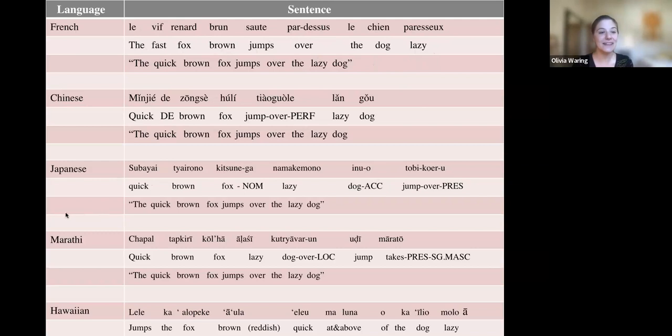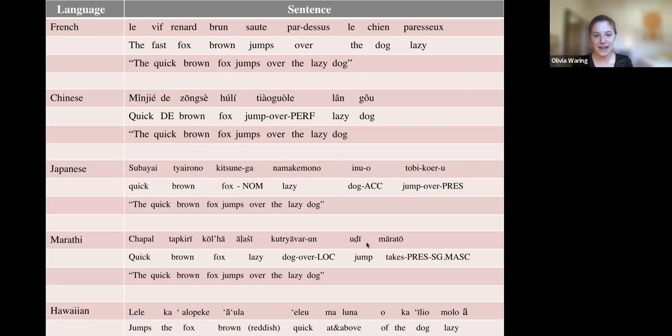But if we move down to something like Japanese, for example, we're going to find our glossing is a little bit different, right? Again, we see the quick brown fox at the beginning. So that's our S. But then the object appears next, right? The lazy dog. So we've got an SOV language ending with the verb.